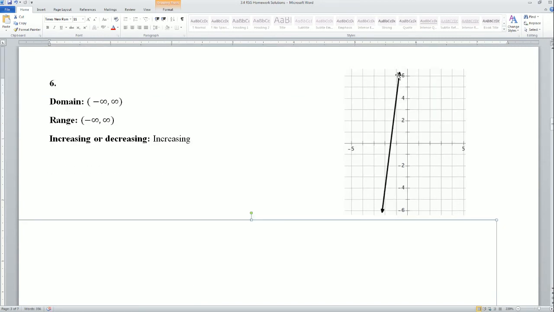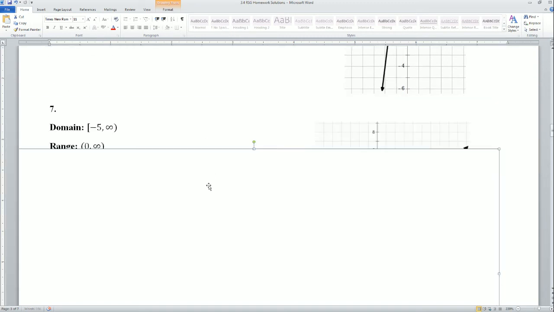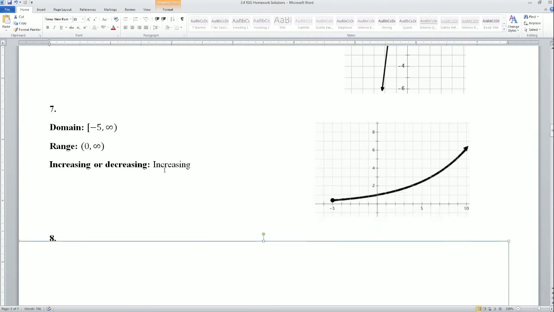Do you see the far ends? That means it goes on forever. So the domain here is -infinity all the way to +infinity, and we make sure it's open. The range behaves the same way, -infinity all the way to +infinity, right? And it's going up, so we would say it is an increasing function. 7, right?